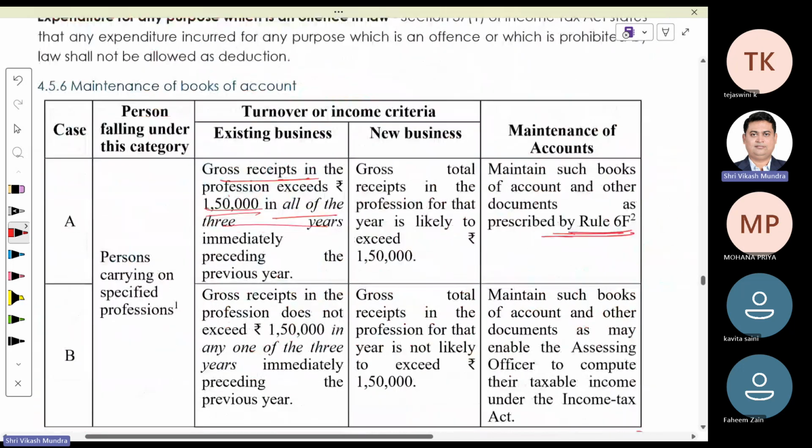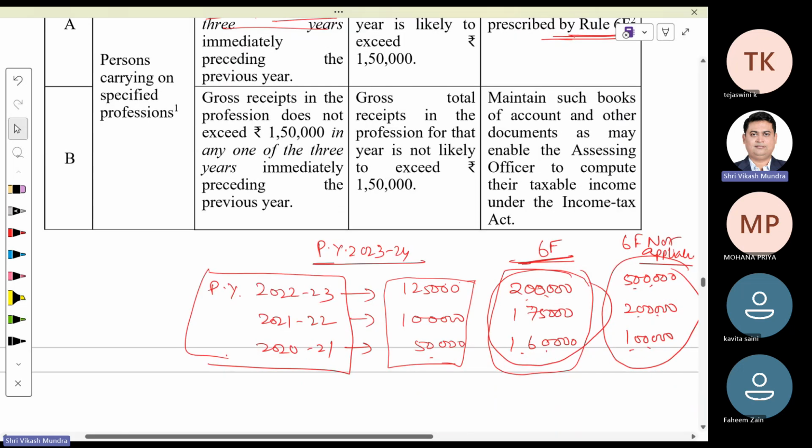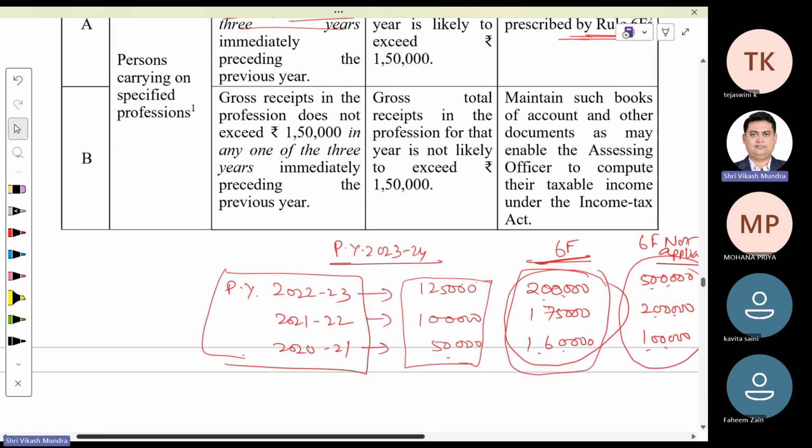In case I am in a specified profession, but I did not fulfill this criteria, in that situation, I am required to maintain those books of accounts which enable my assessing officer to compute my tax liability. That means the number of books of accounts, the names of books of accounts are not enlisted. If I am category B, that means I did not satisfy the first criteria, that is rupees 1 lakh 50,000 in all of the 3 last preceding years. If I did not achieve that, in that situation, I am required to maintain those books of account which enable my assessing officer to compute my tax liability.